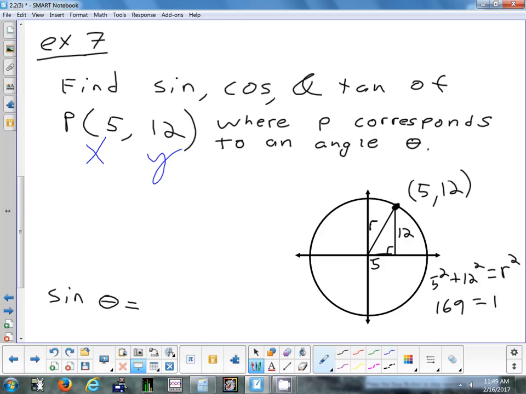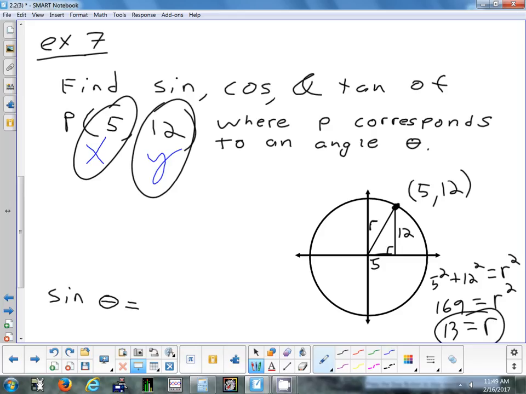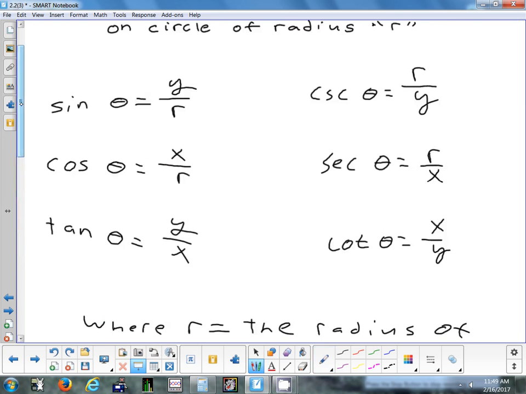169. That's not the radius. That's the radius squared. So what's my radius? 13. Once you know that number, now you know r, you know x, and you know y. Just do it like a normal problem. Okay, so let's look at sine. Sine is y over r.